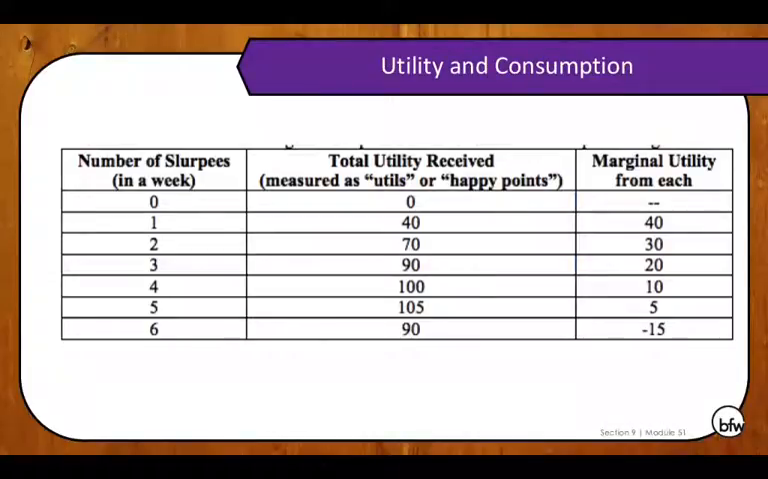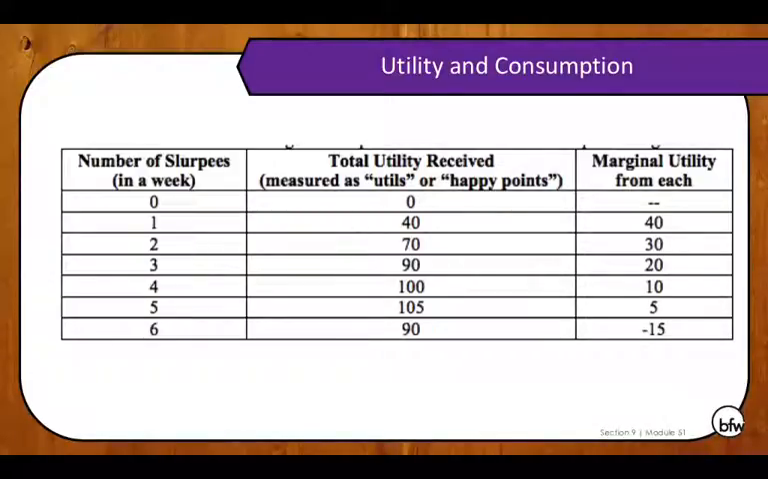Now let's go back to the previous screen and look at our Slurpees. The first column shows us the number of Slurpees we would consume in a week. The second column shows us the total utility that we received from consuming that number of Slurpees as measured in utils, or happy points. So if we consume one Slurpee in a week, we have 40 happy points. If we consume a second Slurpee, it's 70 happy points. If we consume a third Slurpee, we have 90 happy points, and so on.